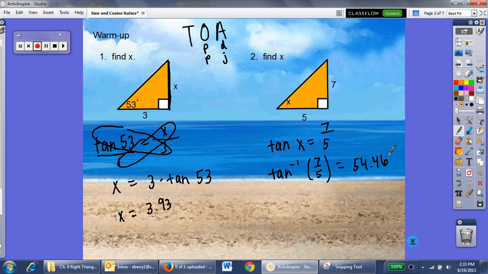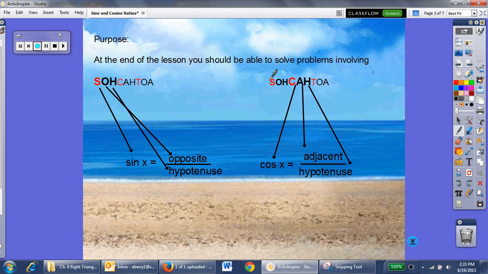54.46 degrees. So notice the difference between problem 1 and problem 2. In problem 1, we got a side length. In problem 2, we got an angle measure. Now let's talk about sine and cosine.